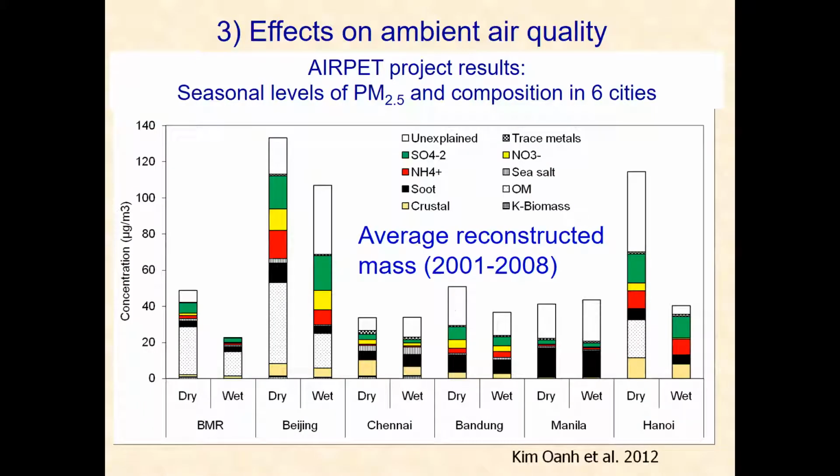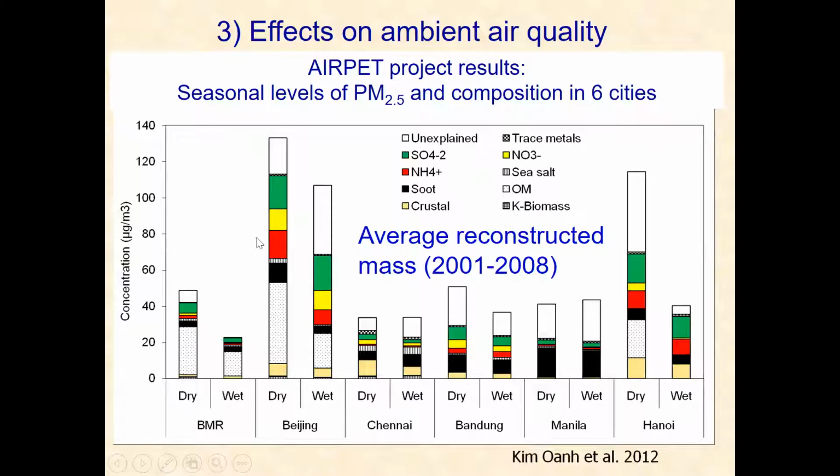Talking about the effect on ambient air quality, I mentioned that we have an AIRPET project, which ran from 2000 to 2010 and included IIT Madras with Chennai city. This is the AIRPET project result showing the seasonal level of PM2.5 and composition in six cities: Bangkok, Beijing, Chennai, Bandung, Manila, and Hanoi. I was the coordinator of that international project.